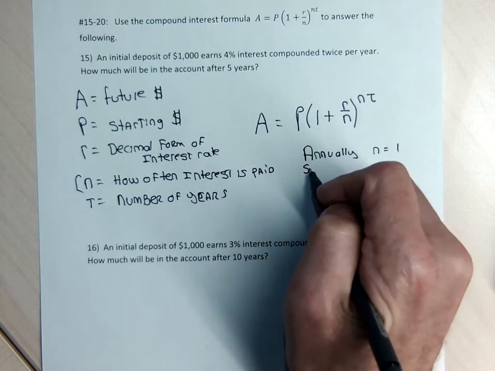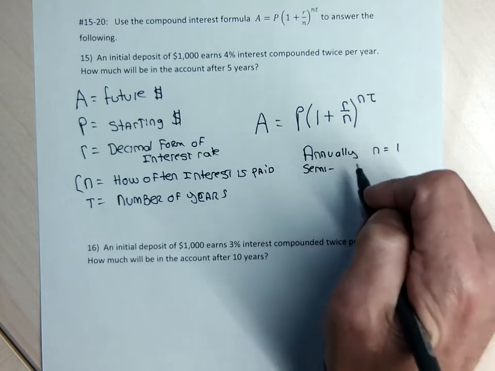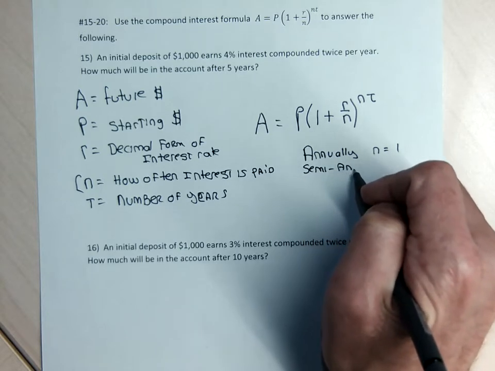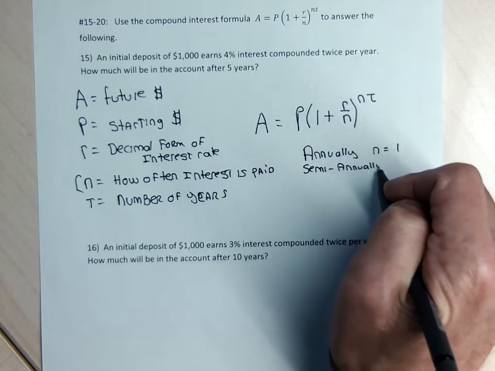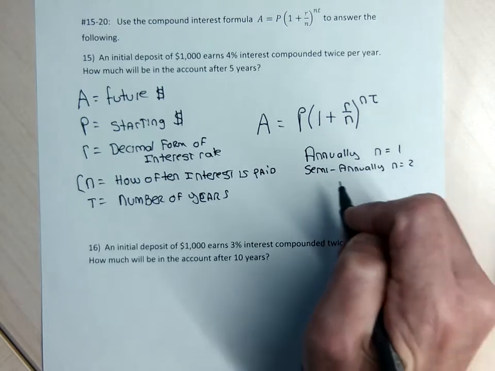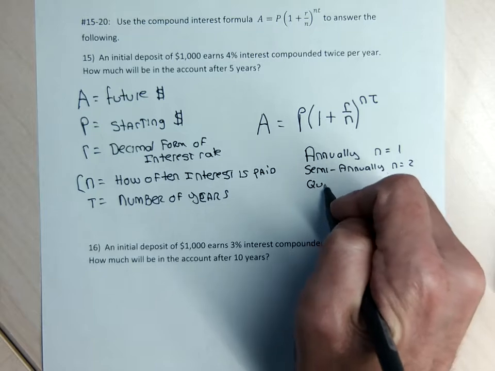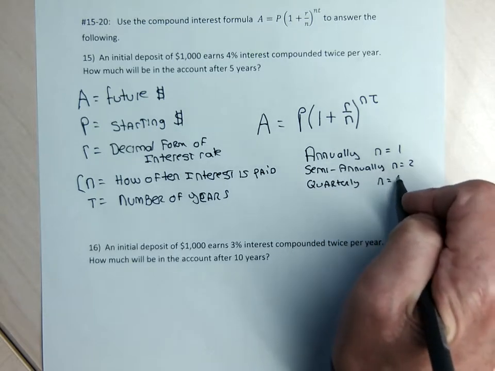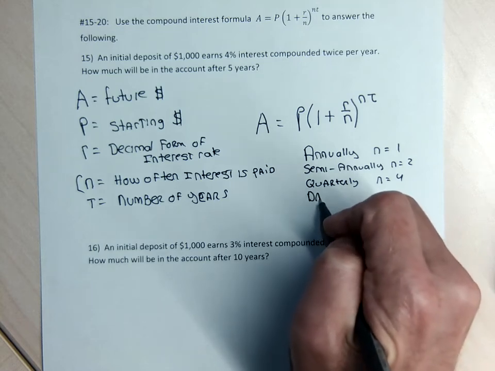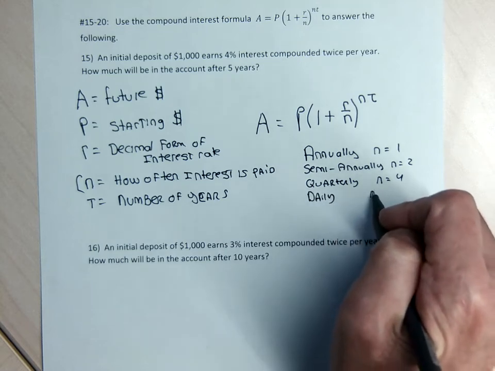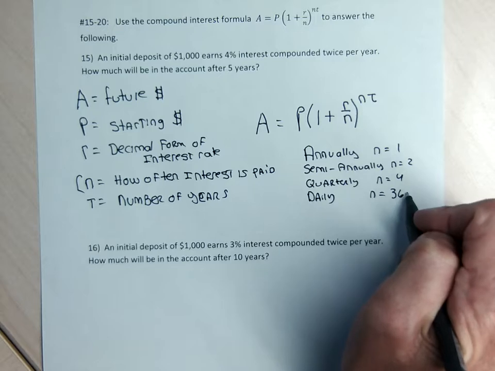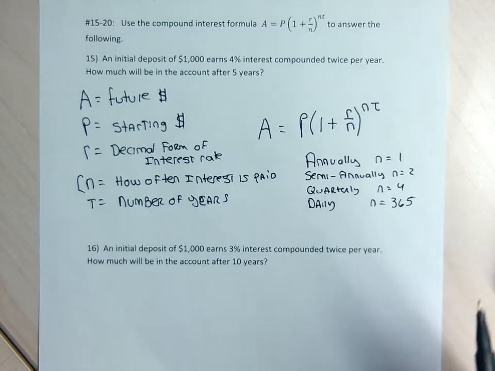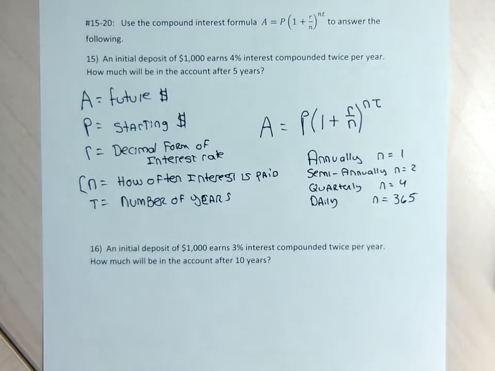If interest is paid semi-annually, N is equal to 2. If interest is paid quarterly, then you're getting interest 4 times per year. If interest was paid daily, N would be 365 because there's 365 days in the year. So the N is how many times the bank is going to pay you interest.